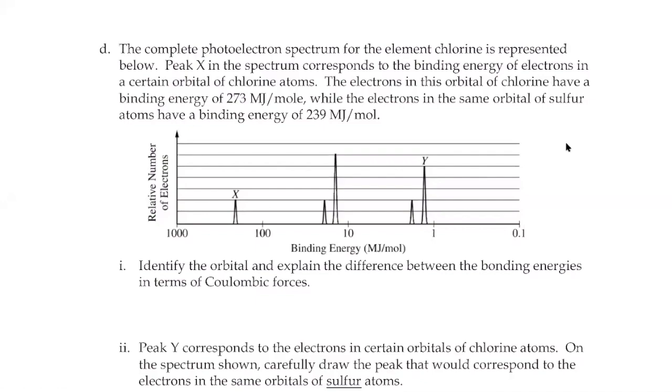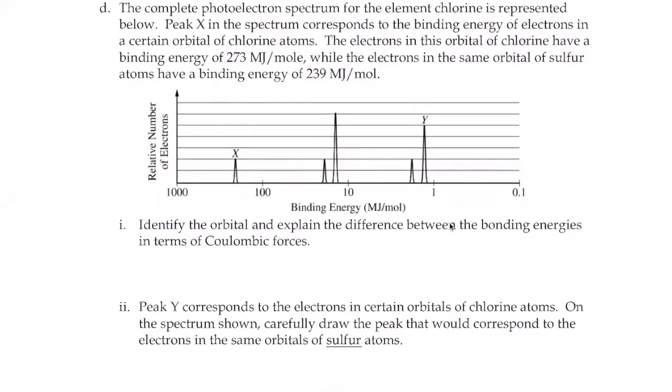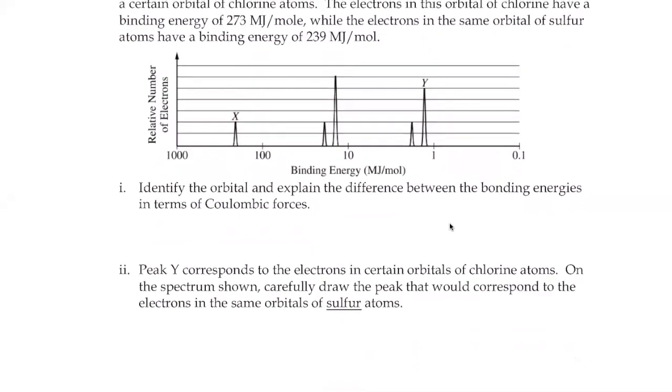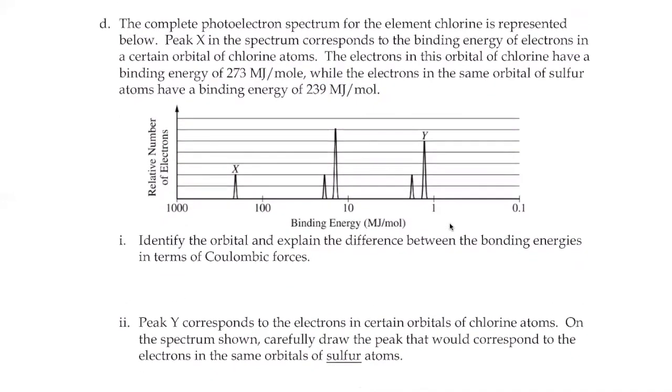I'm going to give you a few minutes to look through part D and try to figure out what it's saying. Come up with some kind of answer about Coulombic forces there, and see if you can draw in that peak Y that it's asking you for. It tells you that peak Y is for chlorine, and it wants you to draw in a sulfur atom instead. So give you just a few minutes. Try part D only.